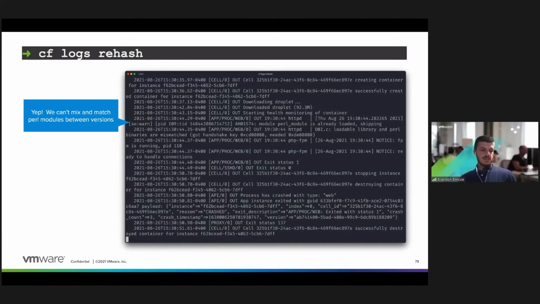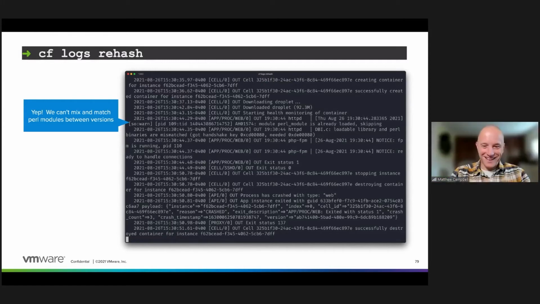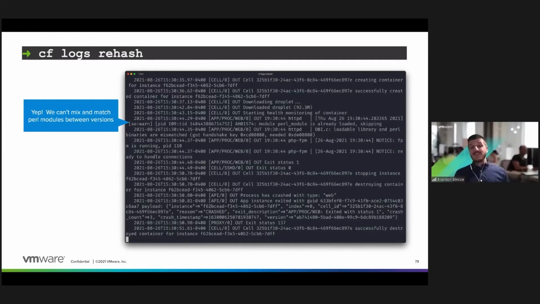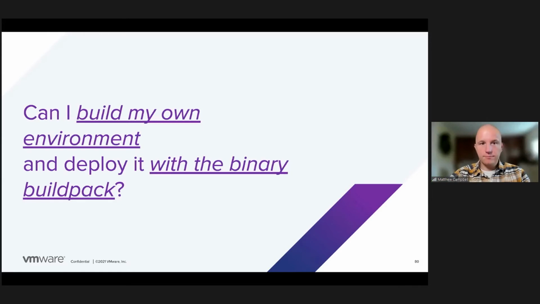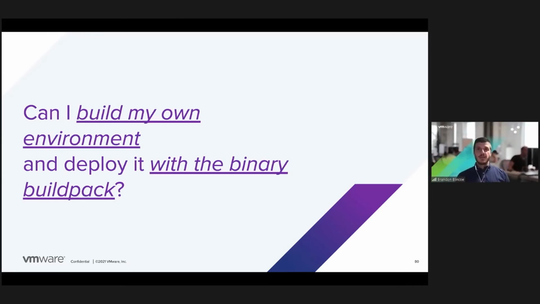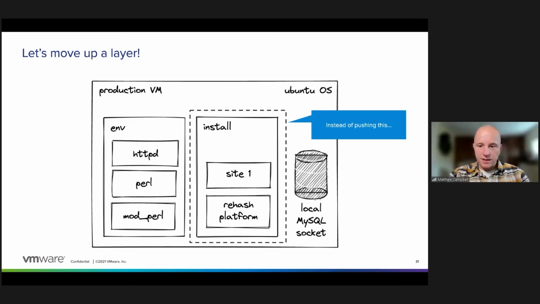Yeah, so this is an interesting place we've found ourselves. We're trying to really stretch what the PHP buildpack was meant to be used for, right? And as you said earlier, we didn't find Perl because it was designed for PHP. And so it might be time to ask ourselves another question, which is, can I build my own environment and then deploy it with something like the binary buildpack? That might be a nice way for us to continue to use a standard buildpack, but be slightly less opinionated. I think that's a great idea.